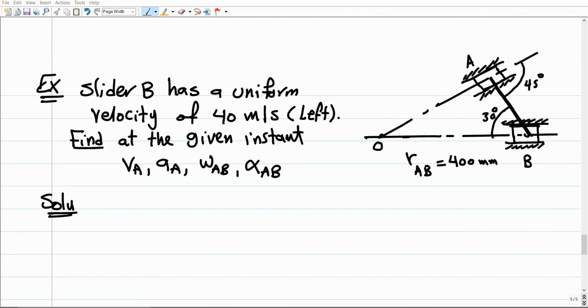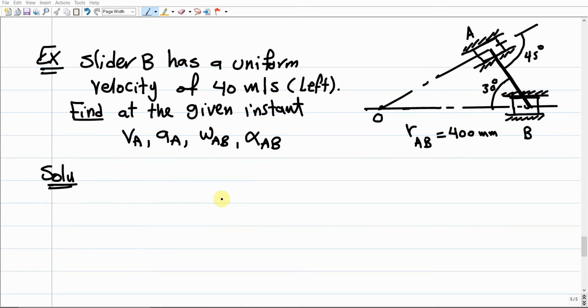Okay. Now, let us consider this example to demonstrate the previous steps and the previous demonstration that we discussed before. We are given a mechanism of two sliders, slider A and slider B, and there is a connecting link between them, AB, as shown here in the figure. The angles are given as 30 degrees and 45 degrees, and the link AB has a length of 400 millimeter. And slider B has a uniform velocity of 40 meter per second to the left.